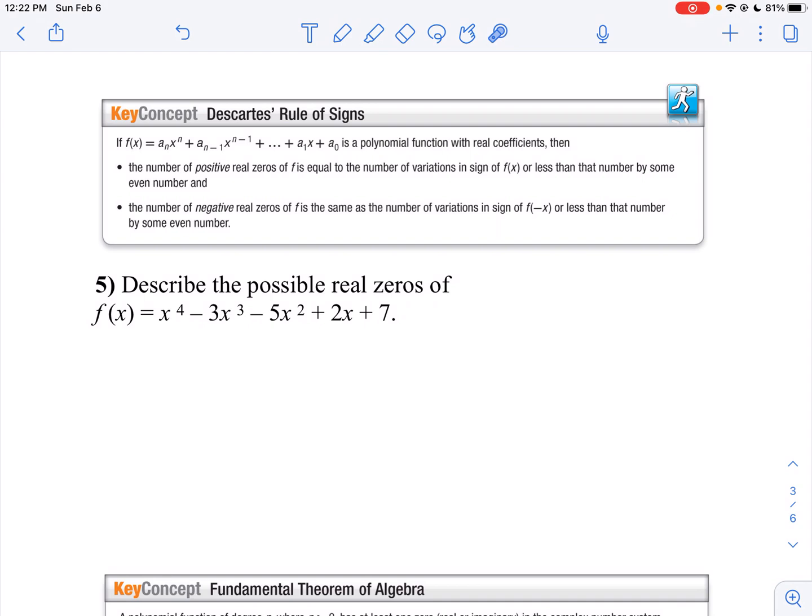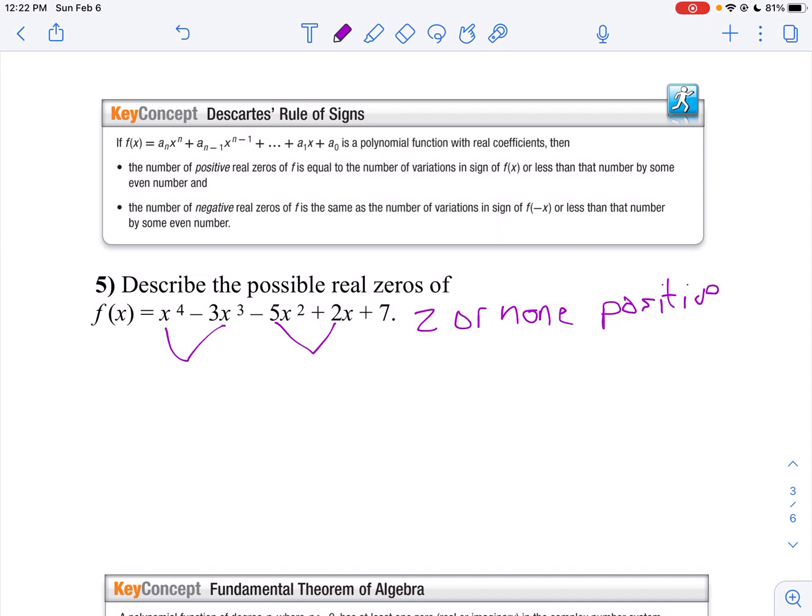So first off, I count my sign changes. It starts as positive and it goes to negative. So there's one sign change. Then notice it stays as negative. Then it flips to positive. So there's my second sign change. And then it stays as positive. So I have 2 sign changes. So that means I have 2 or none, always less by an even number, positive roots.